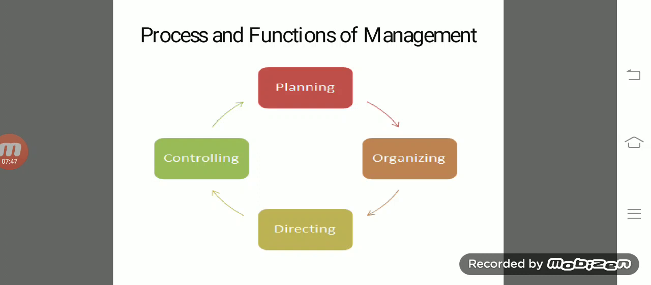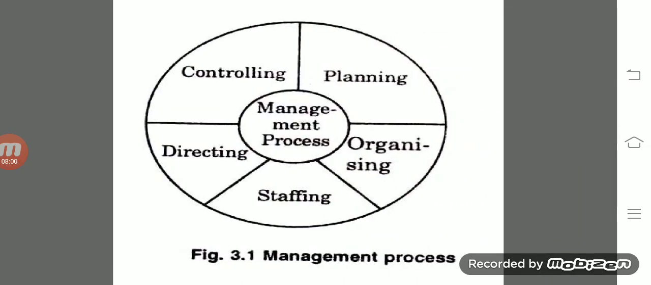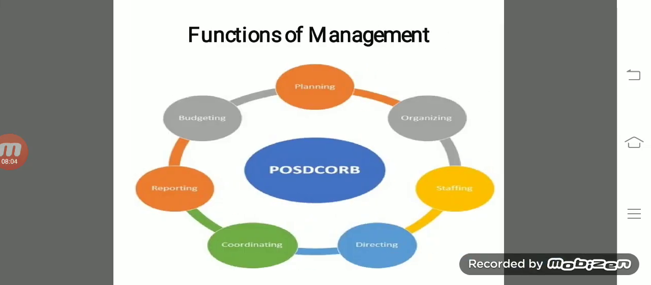What is management? Management is an art of getting things done by others. Also we can write the definition that management is planning, organizing, directing and controlling. Okay, we will discuss this point in detail. Like here, the same point is here. Planning, organizing. Here, POSDCORB, functions, process or the meaning or definition of management.